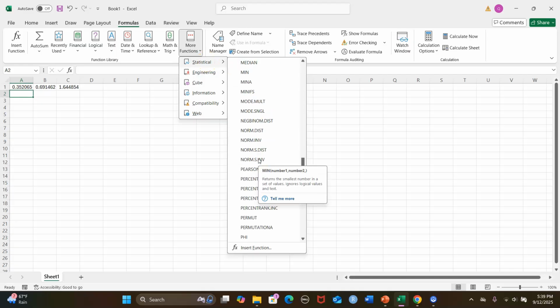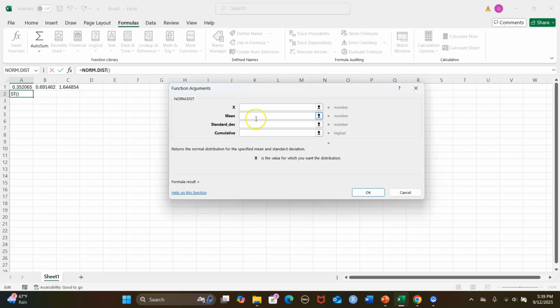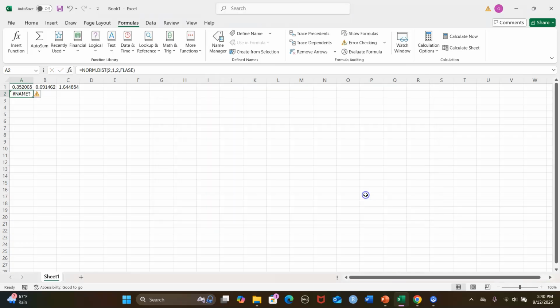So that's for the standard normal distribution, but if you have a general normal distribution, then it has this function called the NORM.DIST. Okay, you click on that. So you specify, for example, a value of 2, and the mean is 1, and standard deviation is 2. Then you can do cumulative. If you do false, then it'll compute the value for the PDF.